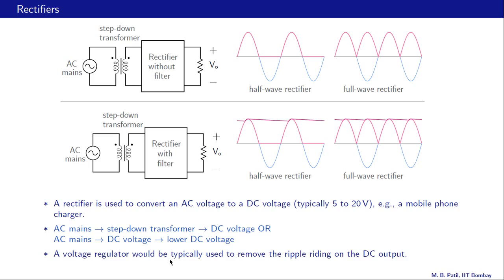Now typically a voltage regulator would be used after this stage because we don't want this ripple voltage to be riding on our DC output. So we would have AC mains, then step down transformer, then rectifier with filter, then a voltage regulator, and after that the load. That is if we go for the first approach. And similarly we can also have the second approach implemented involving a voltage regulator.